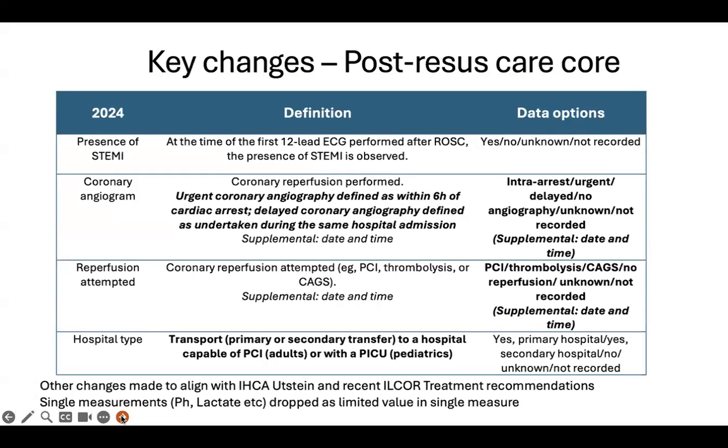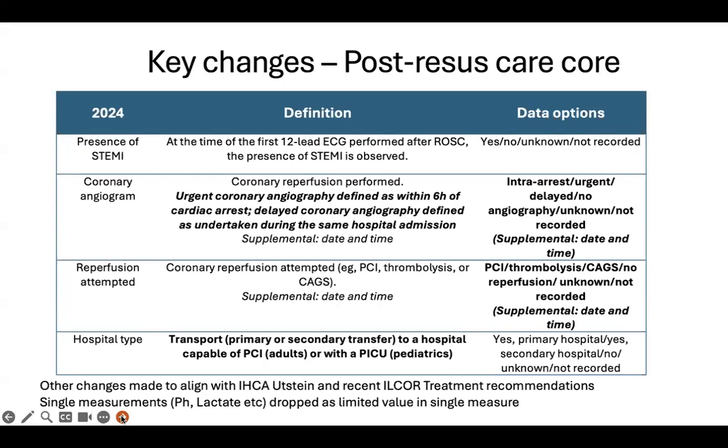We have retained coronary angiography as well as reperfusion attempted, but what's different is that we now split into 2 variables, again to align with the 2019 in-hospital cardiac arrest Utstein template. The timings have been redefined as intra-arrest, urgent, which is within 6 hours of cardiac arrest, delayed, which is after 6 hours but during the same hospital admission, and then no angiography, unknown or not recorded. The date and the time of the coronary angiography and reperfusion are now supplemental.